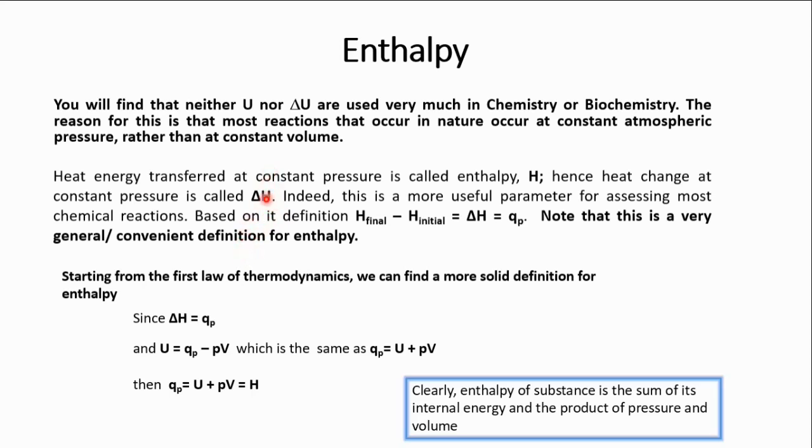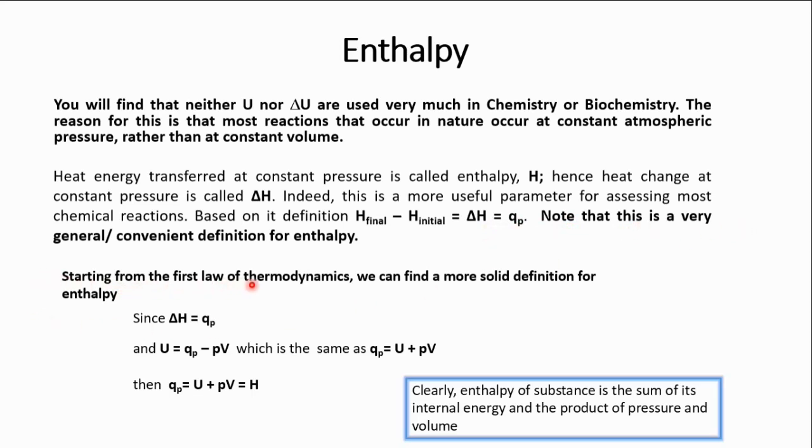Now, delta H is clearly given by H final minus H initial, which is equal to Q at constant pressure. Because remember, the heat energy transferred at constant pressure is called enthalpy, which is symbolized by H. So delta H is equal to heat at constant pressure. That's what enthalpy is. It is heat change at constant pressure. Some people just say constant pressure heat. Now, this is a very general and convenient way of describing it.